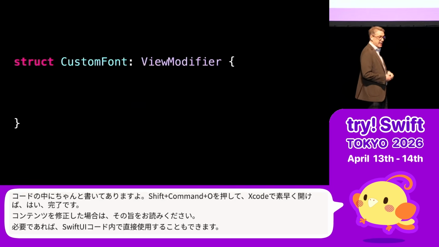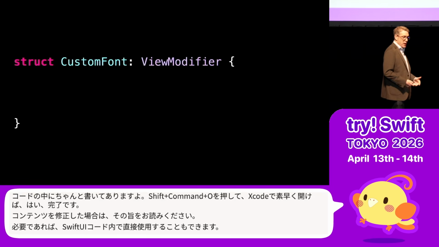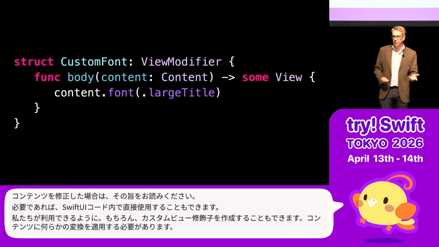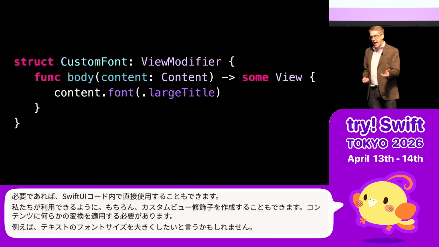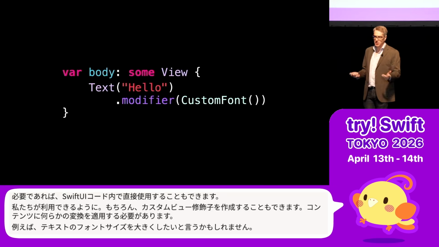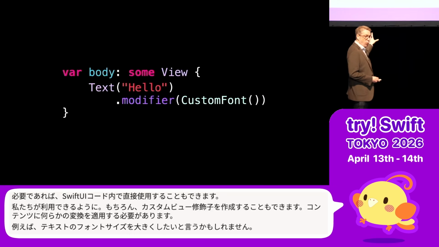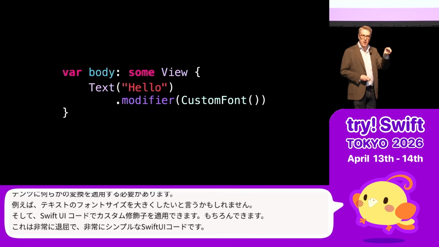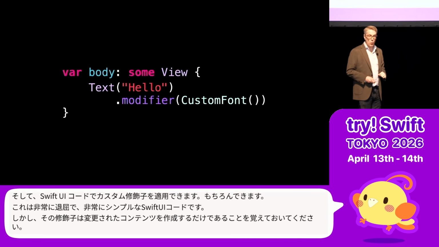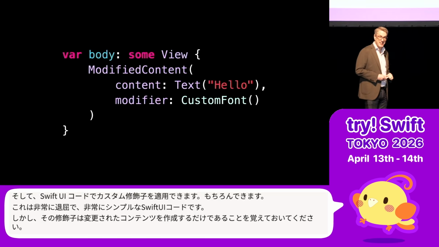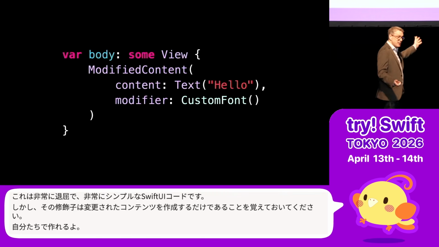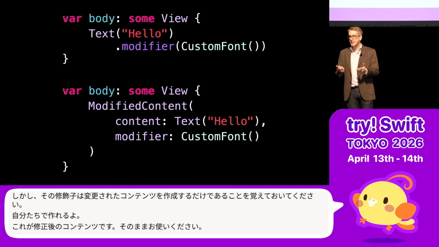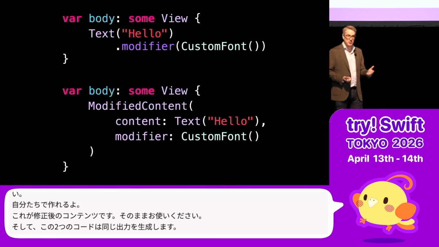You could, of course, make a custom view modifier. You have to attach a transform for your content somehow. I might say I want to have some large font for my text, for example. And then I can apply my custom modifier in SwiftUI code. Of course I can. This is very boring, very simple SwiftUI code. But remember, that modifier just creates modified content. We could make it ourselves. Here's my modified content. Use it like that. And these two pieces of code produce the same outputs. They're both doing the same thing. Just one, of course, is shorter to read.